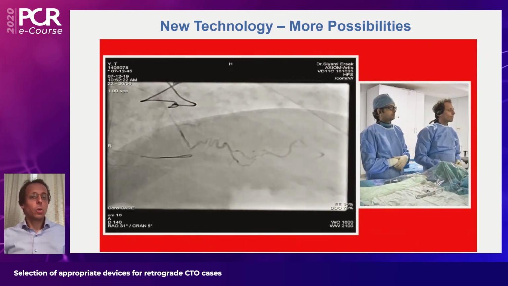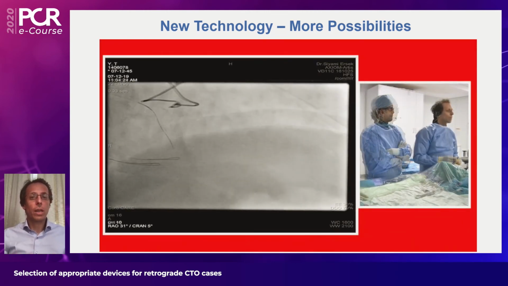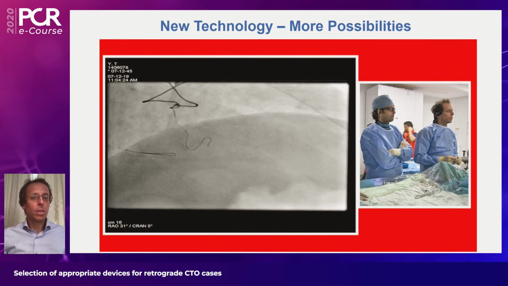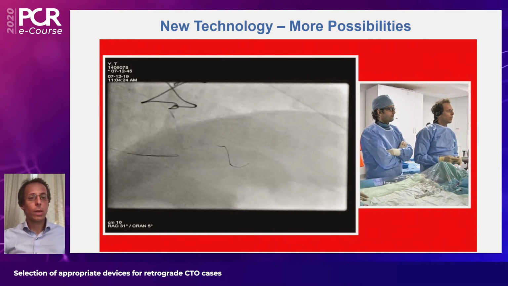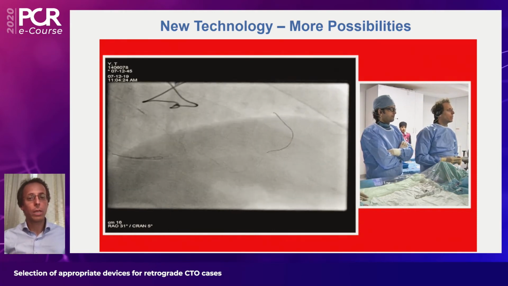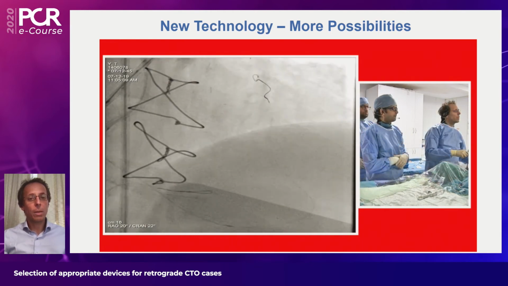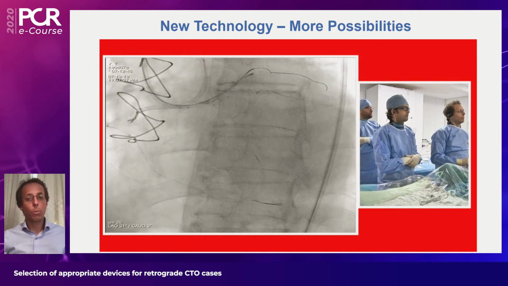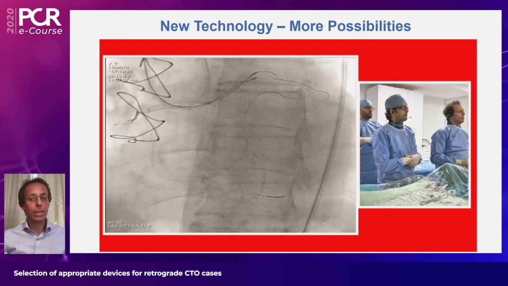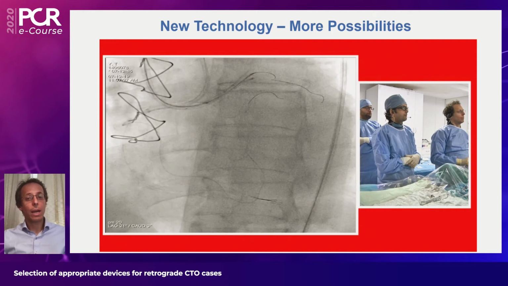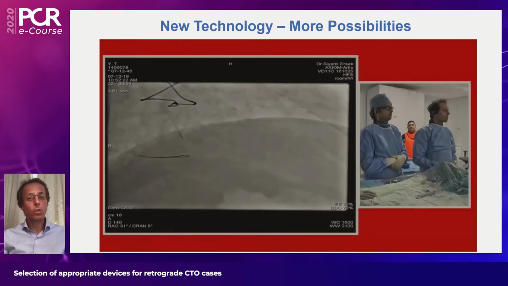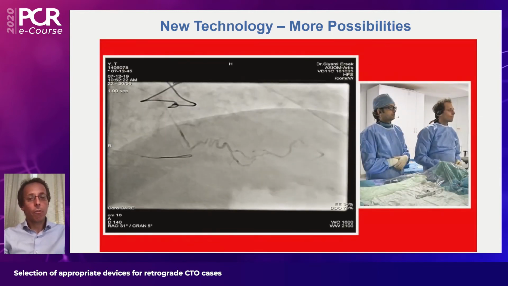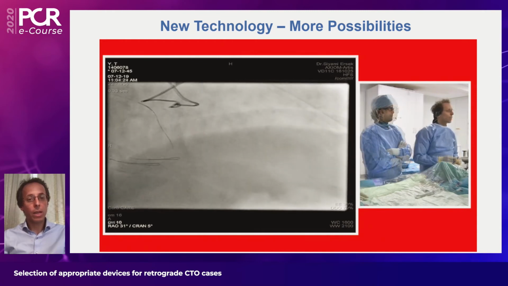So I can show you how the new technologies really give us more possibilities. Here you can see a retrograde approach of a SUOCEROFREE with a Caravel on this epicardial collateral, and also how easy it is to follow with this low-profile microcatheter retrogradely. You can see how fast and how nicely you can wire these very tortuous epicardials nowadays.